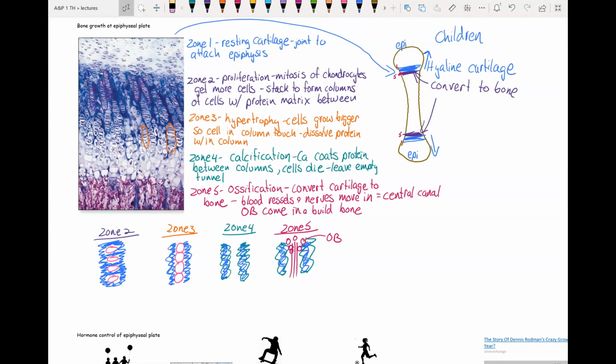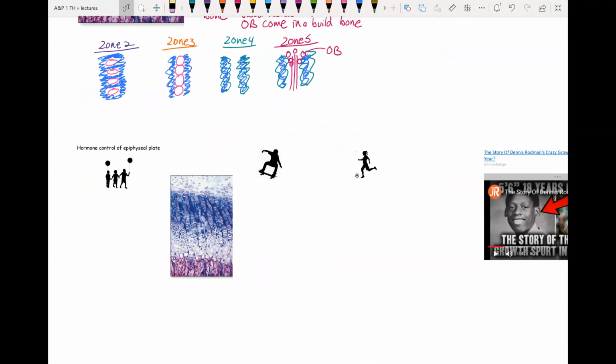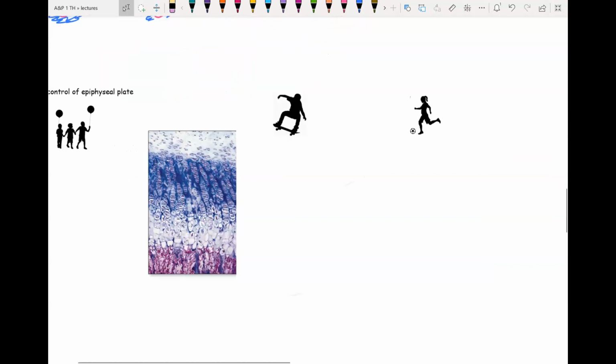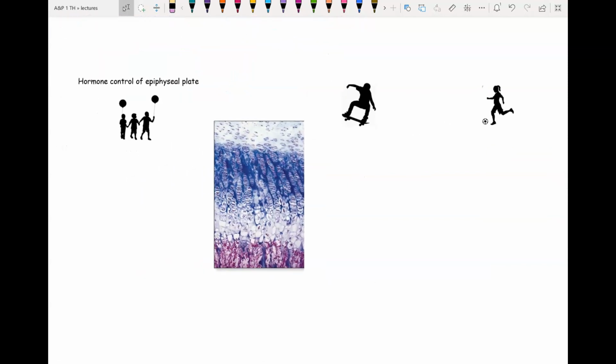So that's the basic process of how the bones grow. Now let's look at how this is controlled. The epiphyseal plate is controlled by hormones. Adults are not growing, so everything we're saying here applies to kids. And we're going to divide this into 2 stages of life, pre-puberty and during puberty. So on the left here, we have pre-puberty. This is from the time you're born until you're 12 or whatever, when puberty starts. So we have children here. In children, their growth is controlled by growth hormone.